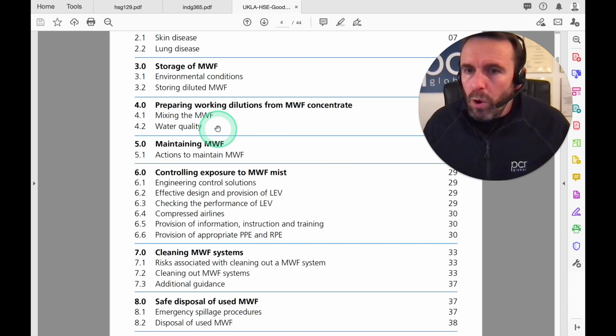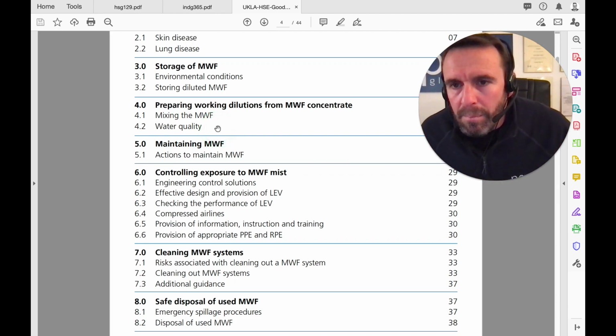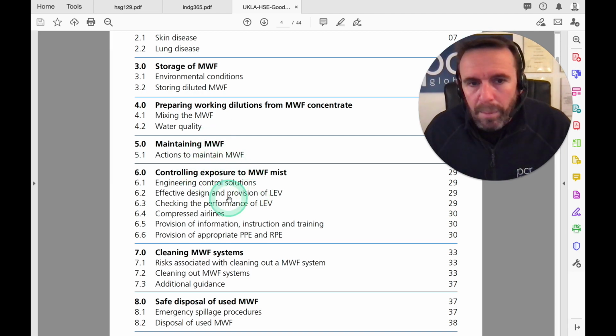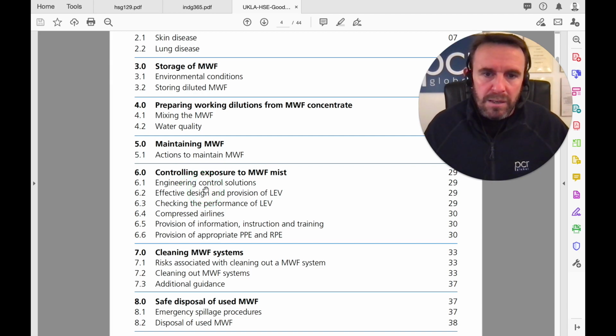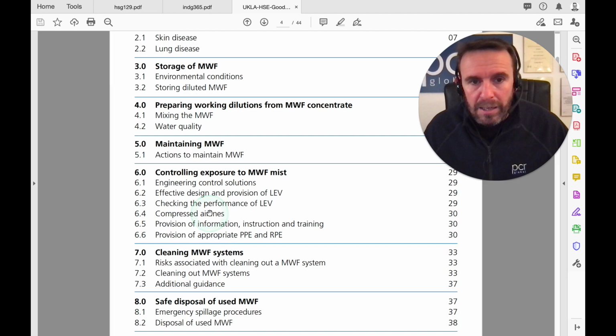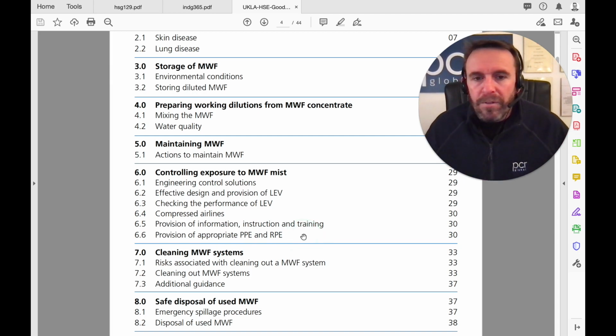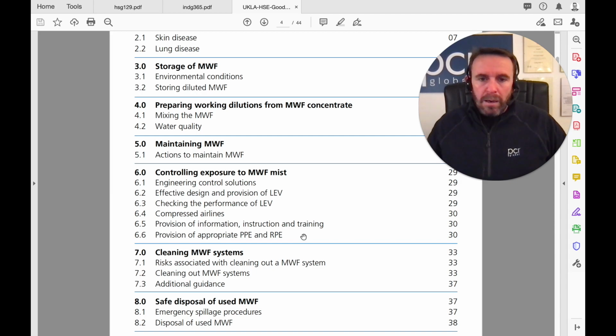So the mix quality is important. Too much, too little will affect the amount of mist and vapour that we get. Maintaining MWF, controlling exposure, we're talking about engineering controls, your LEVs, the performance of LEVs, compressed air lines, which we just mentioned, information, instruction and training, supervision, that takes us back to the Health and Safety at Work Act, the provision of appropriate PPE and RPE.